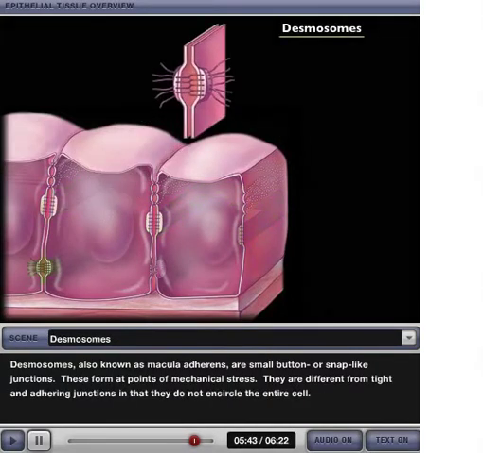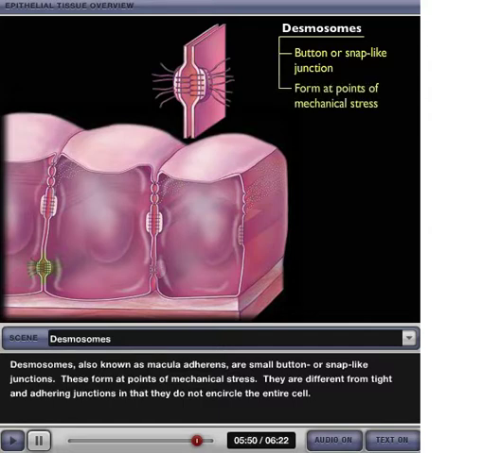Desmosomes, also known as macula adherens, are small button or snap-like junctions. These form at the points of mechanical stress. They are different from tight and adhering junctions in that they do not encircle the entire cell.